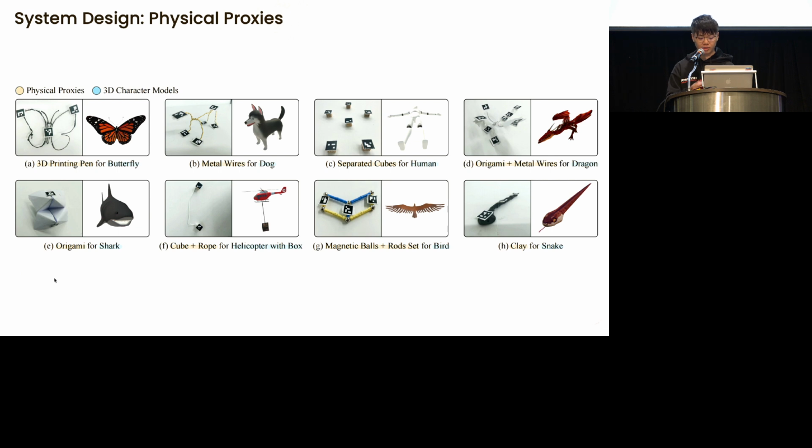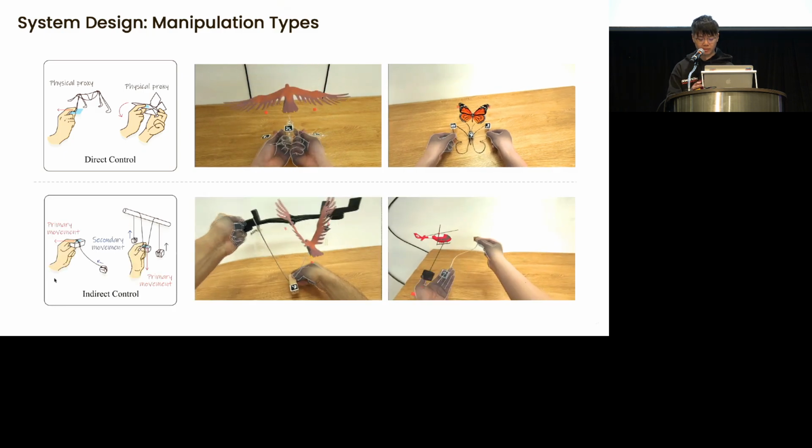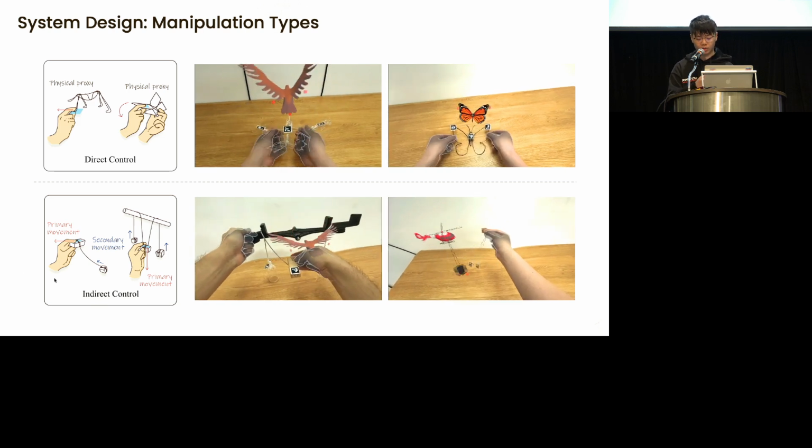Here we showcase a variety of examples where different proxies are used for different characters, including some really creative combinations. In certain cases, the proxy can even be something as simple as separated cubes. So the possibilities are pretty flexible. For animation, users can directly handle the physical proxy, but in a more creative way, they can also manipulate it indirectly. For example, here we set up a pulley system to flap the bird's wing. Or we use a block suspended by rope to simulate a swing under gravity, so it opens up a lot of fun.